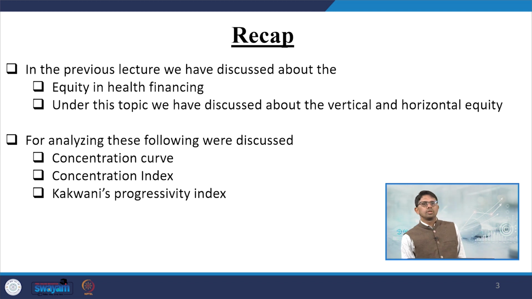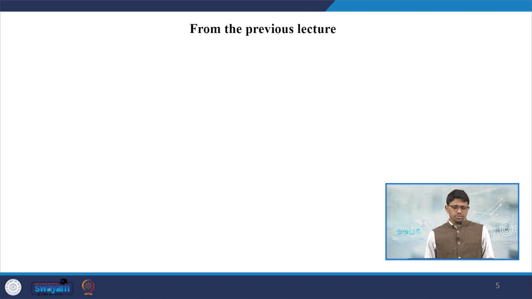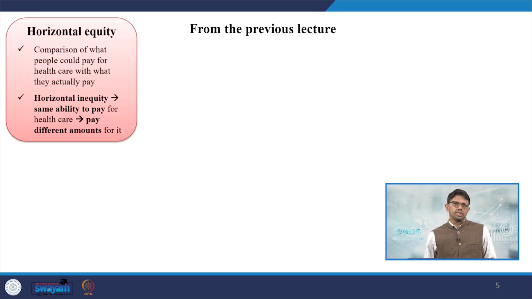Especially in the last lecture we used Kakwani's progressivity index to understand equity for the case of health financing. We discussed the concentration curve and concentration index. In this lecture again we will be emphasizing these two, and in addition to that we will also clarify vertical equity and horizontal equity. These are all important for specifying equity in the context of distribution. Especially in the previous lecture, I am just giving you a snapshot of what we did.